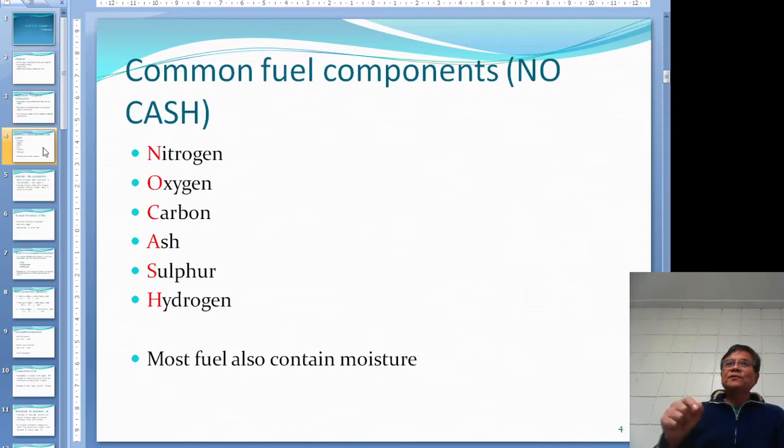Now the common fuel components you can remember are natural gas, nitrogen, oxygen, carbon, acid, all those. Now most fuels contain moisture. So moisture is hydrogen and oxygen, right? It's included there already. But not every single one on the list can be burned. They just happen to exist in the different types of fuel.